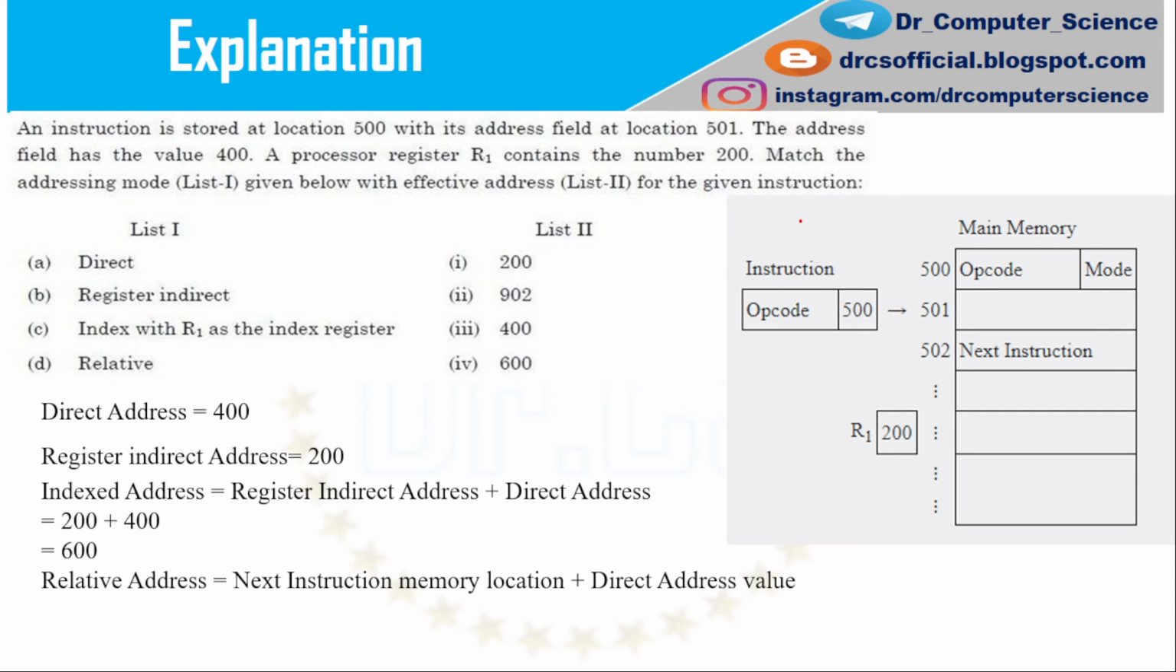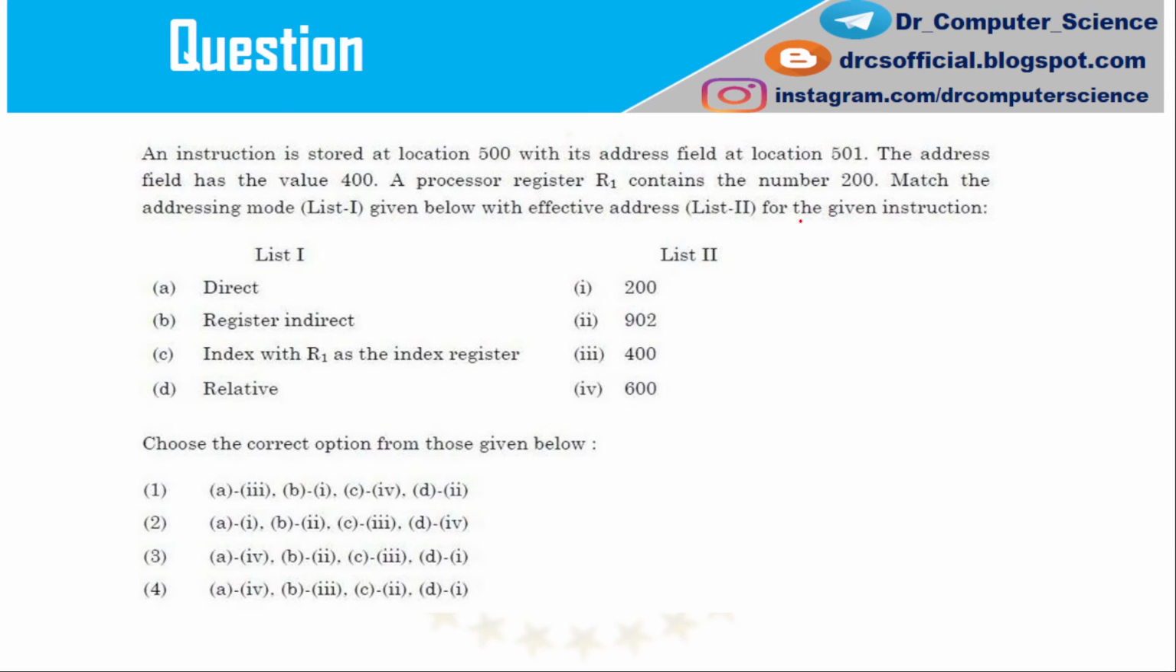And lastly, the relative address is the next instruction memory location plus the address field value. That means 502 plus 400, that means 902. So A direct is related to 400, A3, and B register indirect is 200, B1, and C index with R1 as the index register is 600, C4, and D relative is related to 902. So A3, B1, C4, D2 is correct.